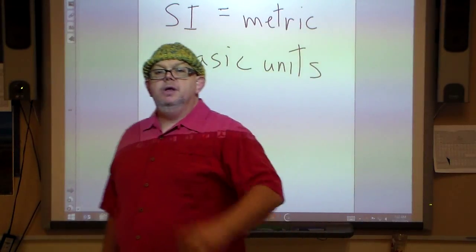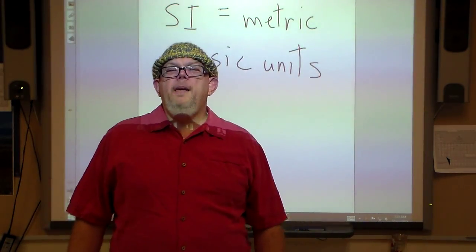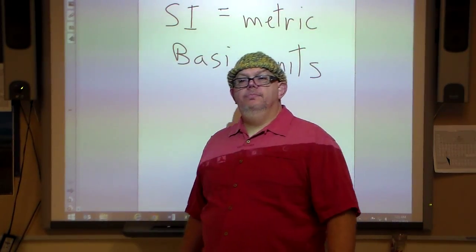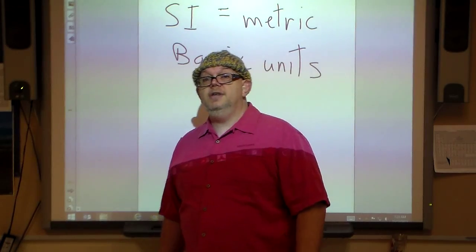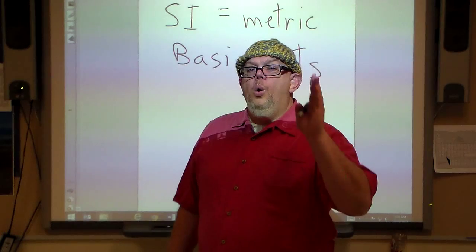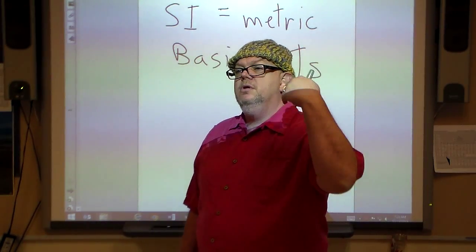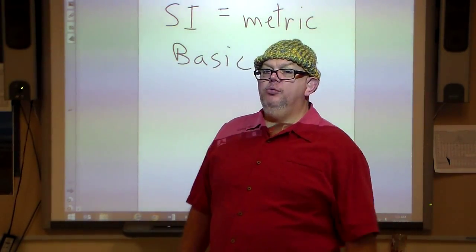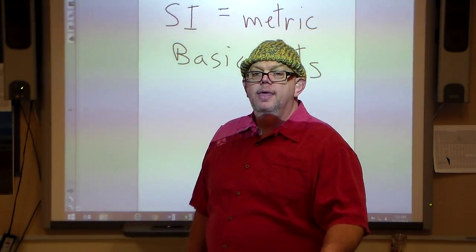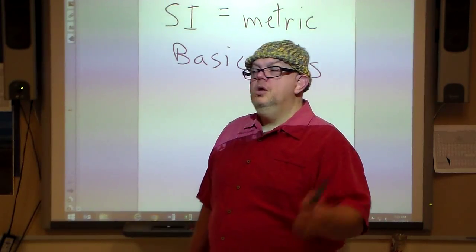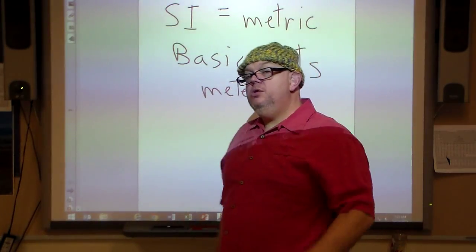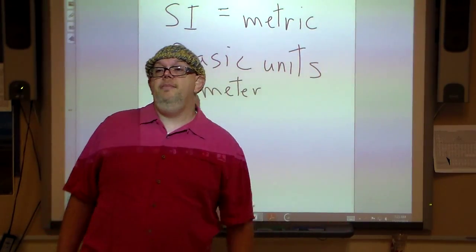Okay? So basic units, what about those? What do we mean by basic units? Well, let's take a look at length. We have the millimeter, the centimeter, and the kilometer, right? What would be the basic unit in the metric system for length? Well, let's look at the words: kilometer, centimeter, millimeter. What would be our basic unit? Well, hey, it's the meter. So the meter is your basic unit of length in the metric system.